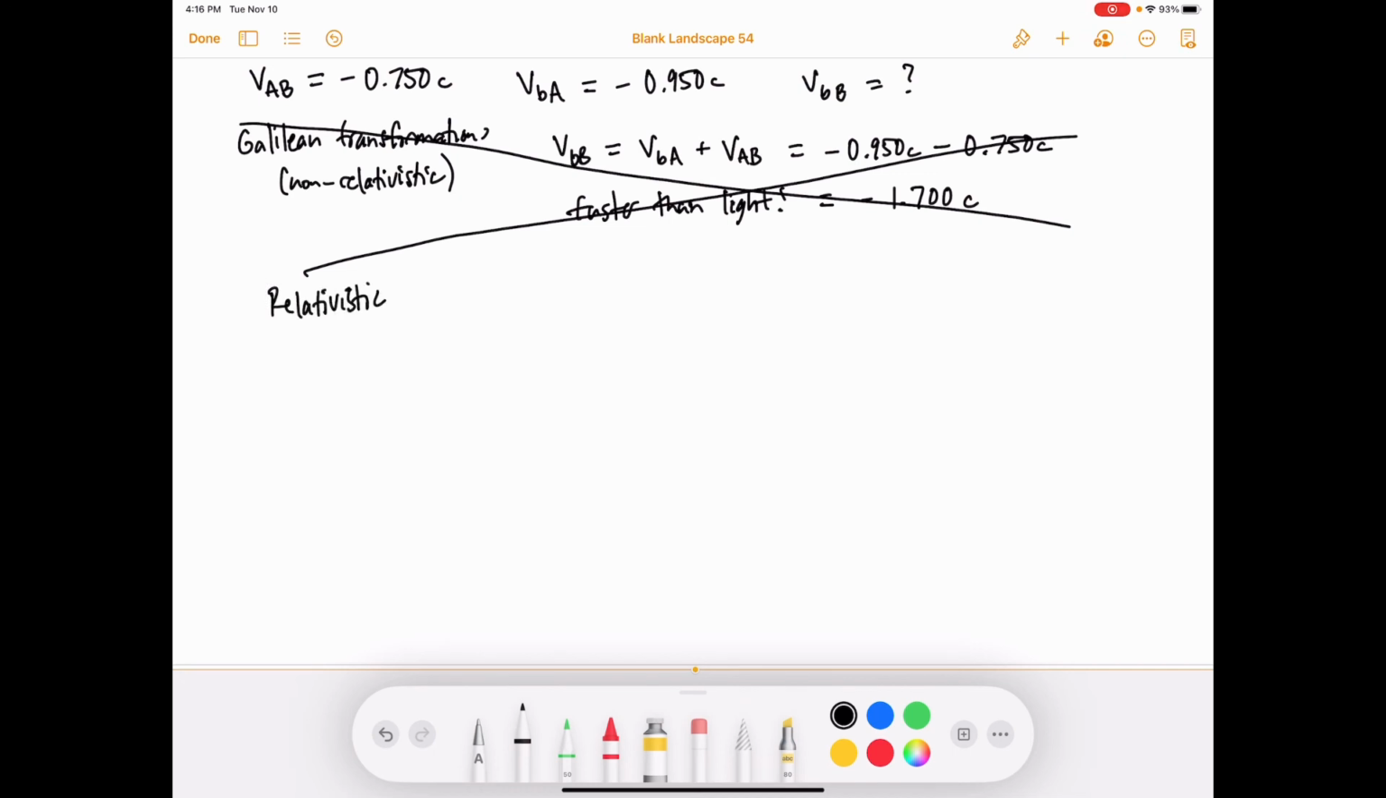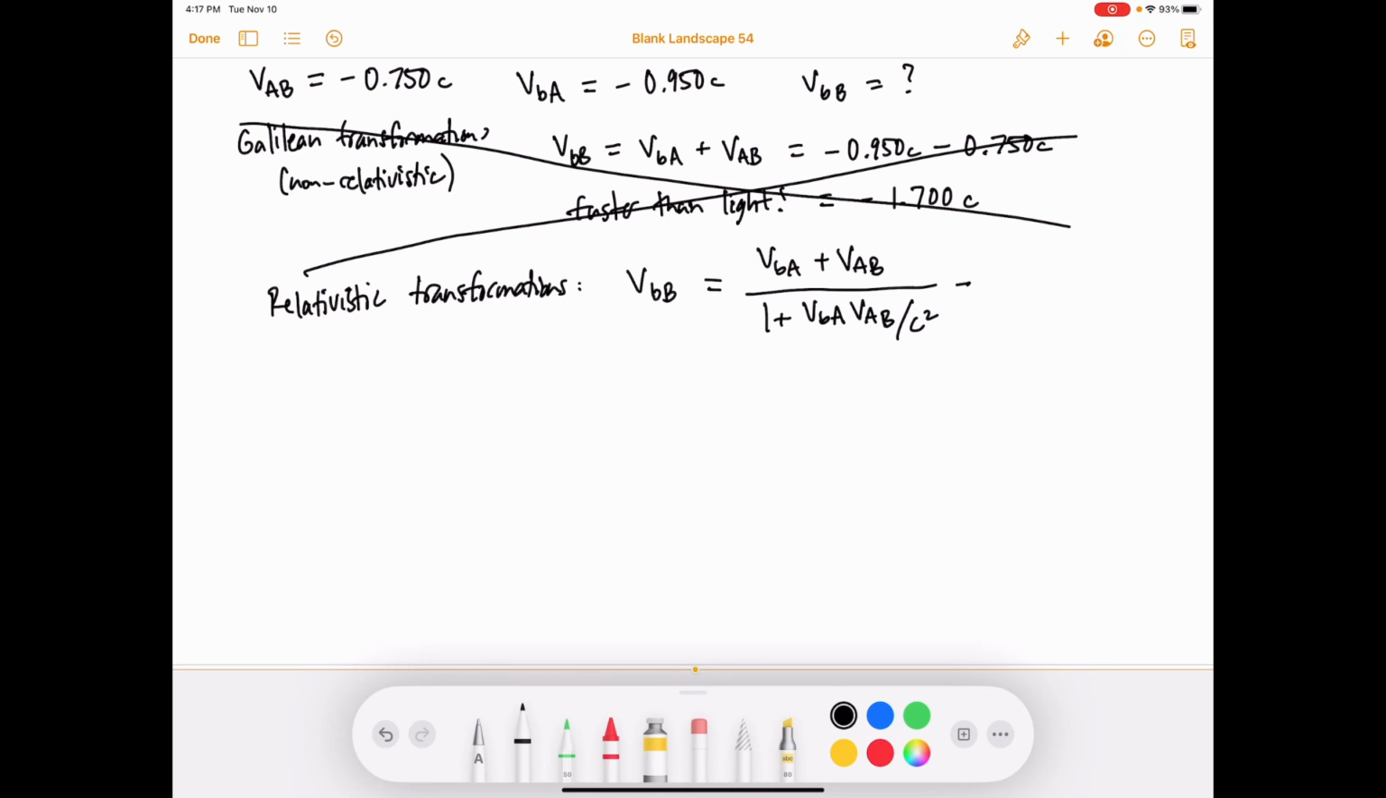So for relativistic transformations, we actually have V_bB, that's the velocity of the ball relative to Bob, equals V_bA, velocity of the ball relative to Alice, plus V_AB. But then we have to divide that by 1 plus the velocity of the ball relative to Alice times the velocity of Alice relative to Bob over c squared. That's the calculation we have to do to make this come out correctly.